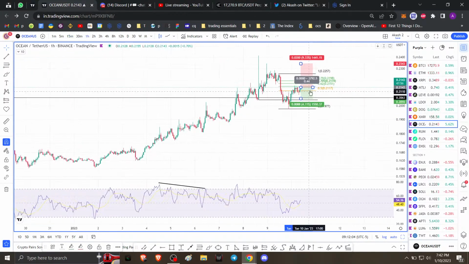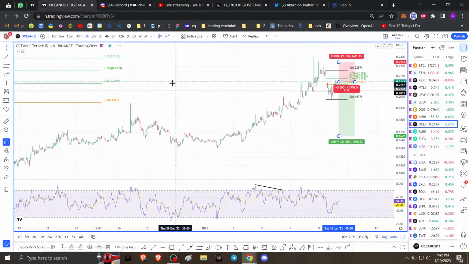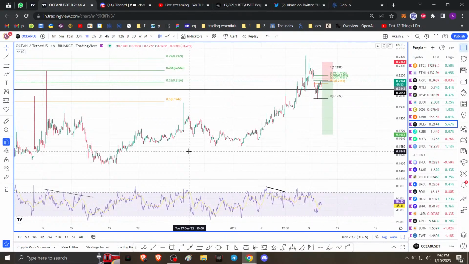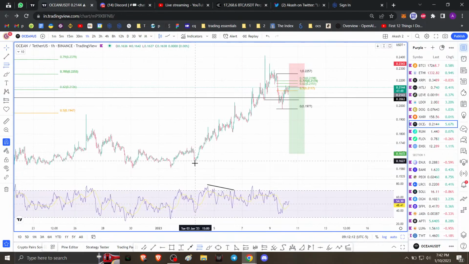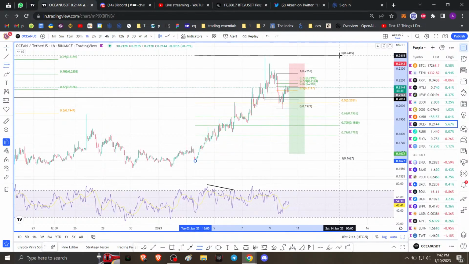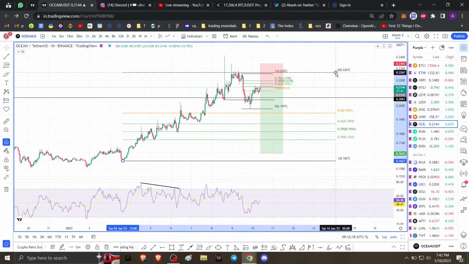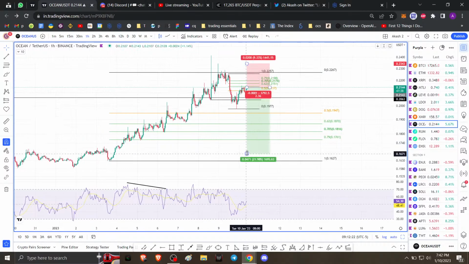Open a pilot position from where it is right now. And if you look at this whole move, this is where it actually began. So I'm going to use my Fib from this point to this point. I do want to use this one, but just for the sake of it, the wicks aren't that important over here. So if you look at this, the midpoint is around here.